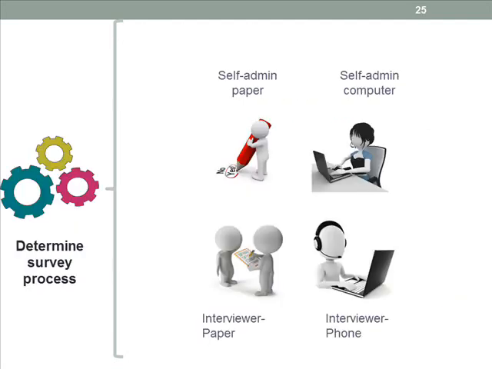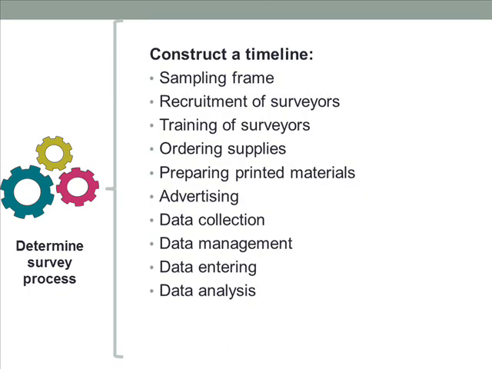Slide 25. We are going to review how to determine the survey process. You have 4 alternatives. Self-administered paper, self-administered computer, interviewer paper, interviewer phone. Slide 26. You might construct a timeline to improve the determination of the survey process. Construct a timeline for sampling frame, recruitment of surveyors, training of surveyors, ordering supplies, preparing printed materials, advertising, data collection, data management, data entering, data analysis.